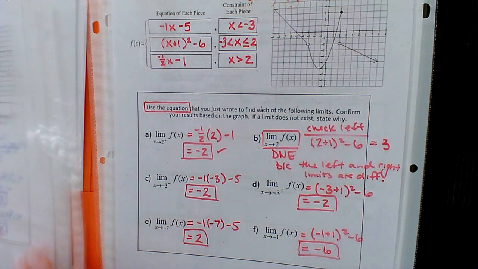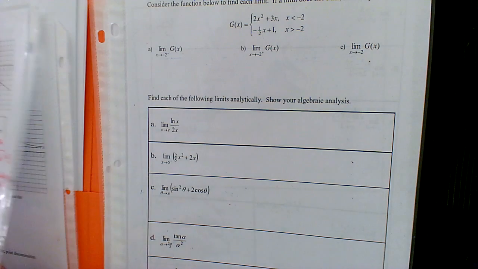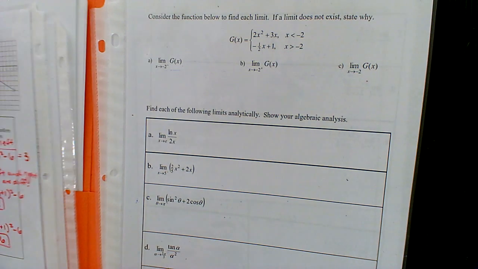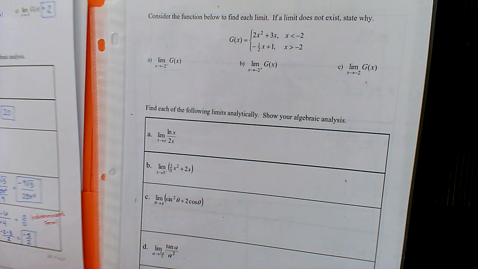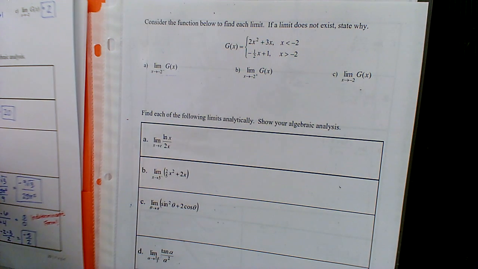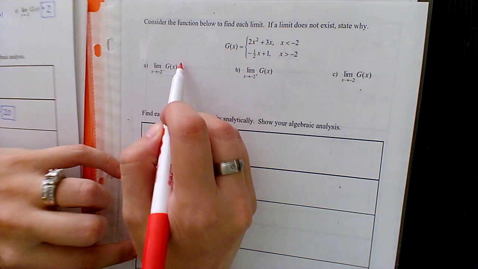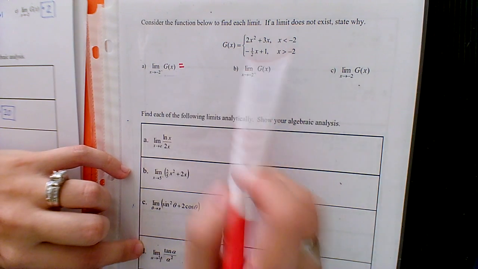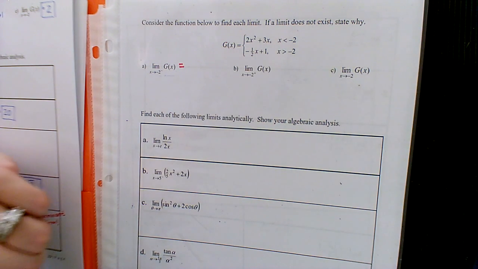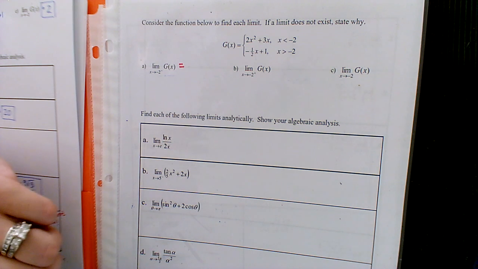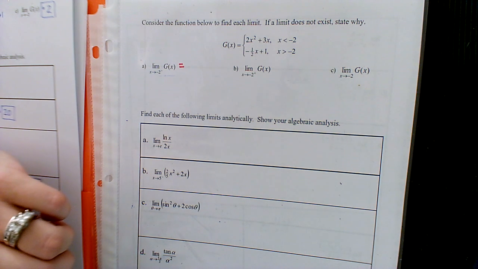We doing okay? Right. Let's try another one. This time we don't have a graph. Consider the function, if a limit doesn't exist, explain why. Okay, so the first one, we're going to approach -2 just from the left. So based off of our piecewise function here, we have to determine which equation falls on the left-hand side of -2.